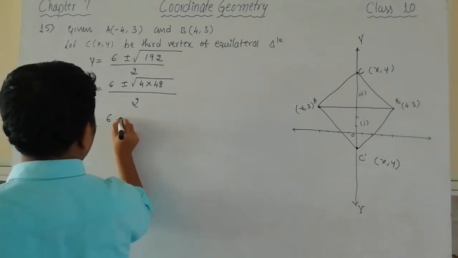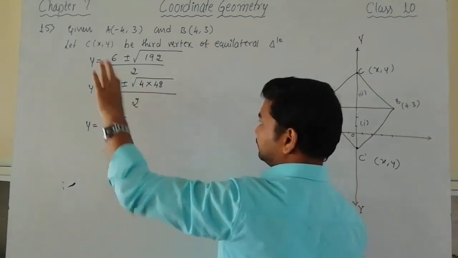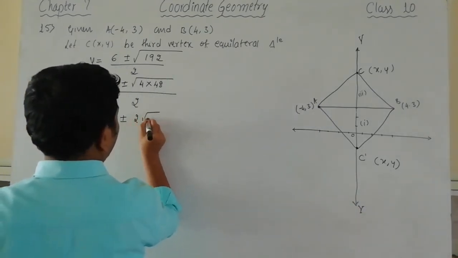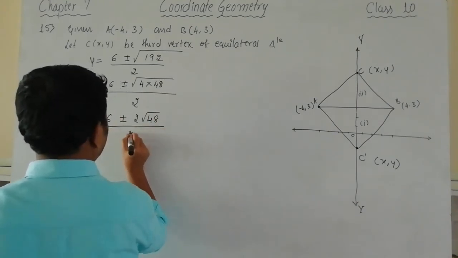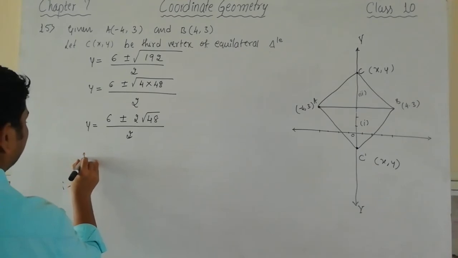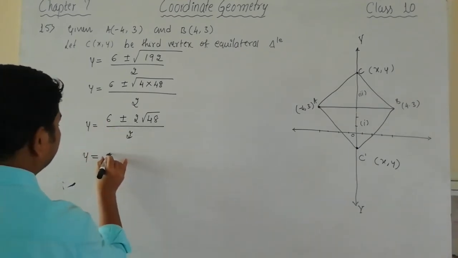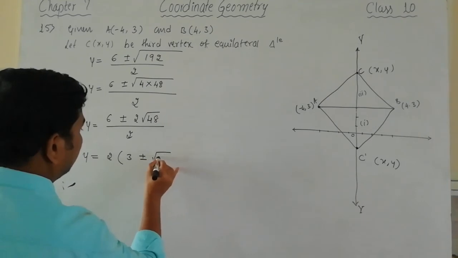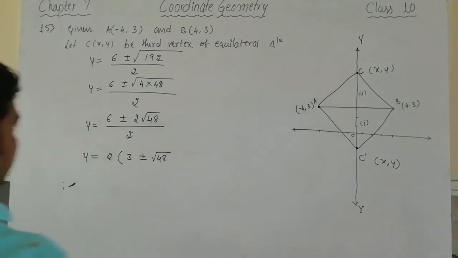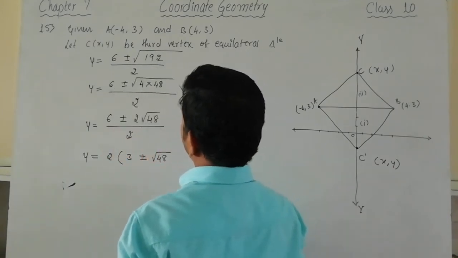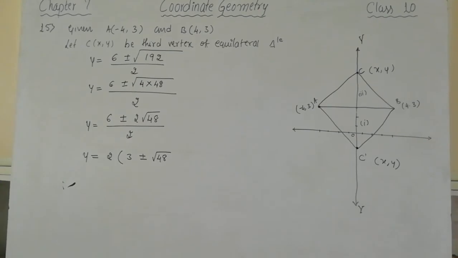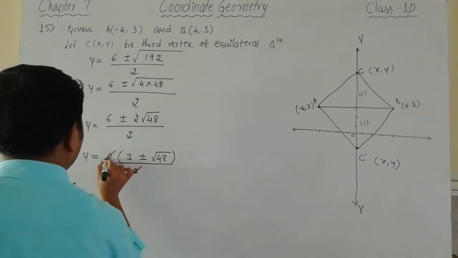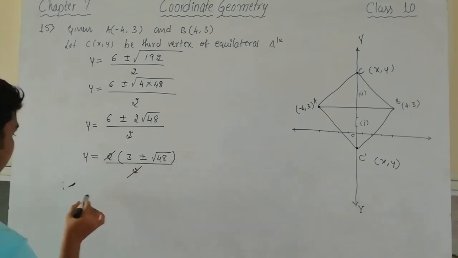And then 6 plus or minus, if you take 4 outside of the square root it will become 2, because 2 square is 4, that's why it will become 2 square root of 48 divided by 2, like this. Then I am going to simplify this one. Y is equal to, you can take 2 as a common from these two terms. If you take 2 as common, it will become 2 times 3 plus or minus square root of 48 actually. I think you can take one more 4 here. So you can write it like this, divided by 2. So now 2 and 2 will get cancelled here, but we can simplify this one further. I am going to do it in the next step.